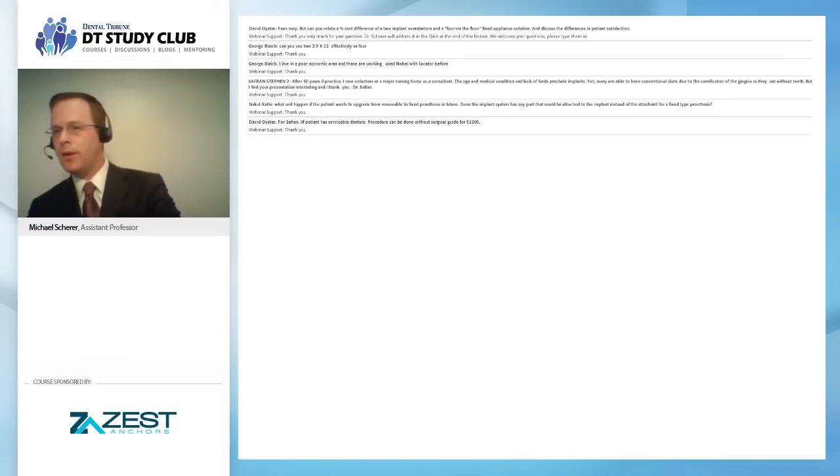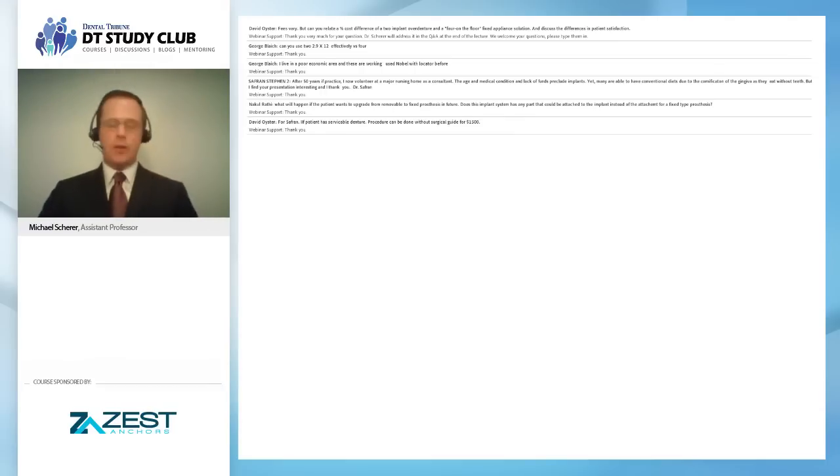Okay, looking at a couple more things here. How do we assess integration of the implant? So the question is the follow-up. This is from George Bleich.